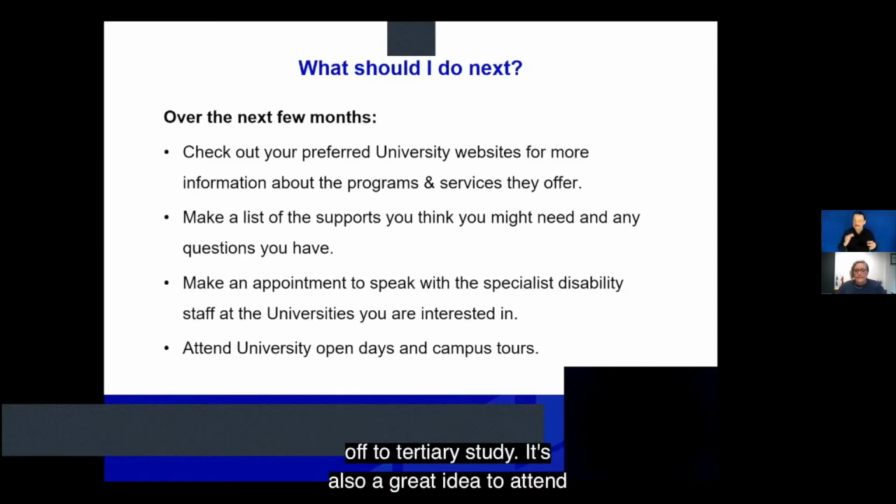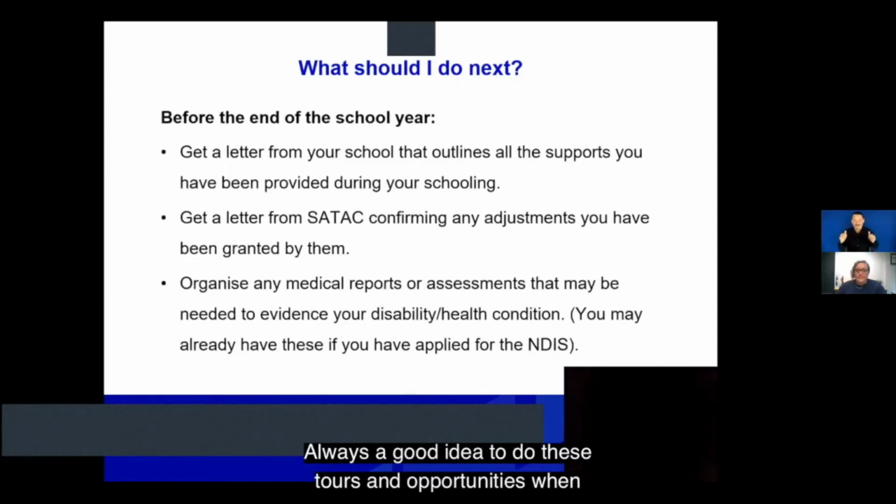It's also a great idea to attend university open days and campus tours if at all possible, because that gives you a really good feel and insight into how easy or not it will be to navigate your university and what it actually looks like, because it's so much bigger and so different to high school. It's always a good idea to do these tours and opportunities when they're provided.